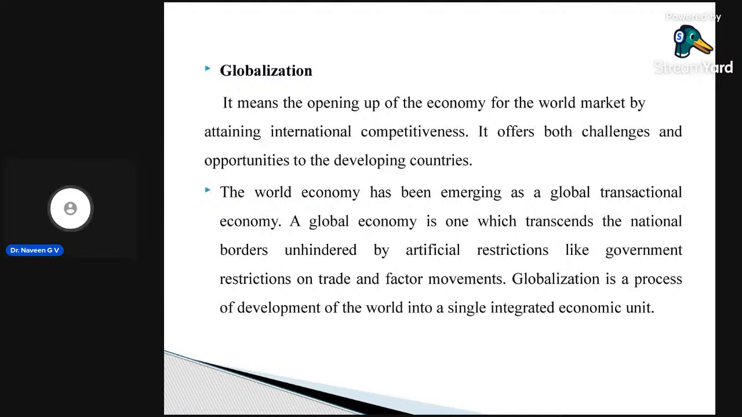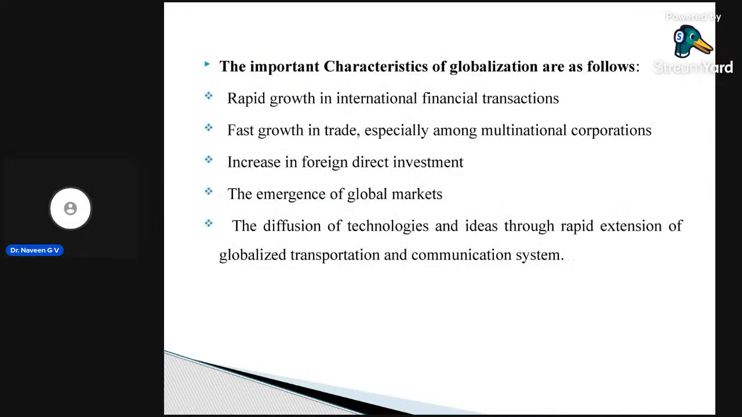It means opening of the economy to the world market by attaining international competitiveness, not only at the local or national level, but the international level. It offers both challenges and opportunities. It means a threat and opportunities for developing countries that are affected. A global economy transcends national borders, unhindered by artificial restrictions like government restrictions on trade and factor movements. Globalization is a process of development of the world into a single integrated economic unit.